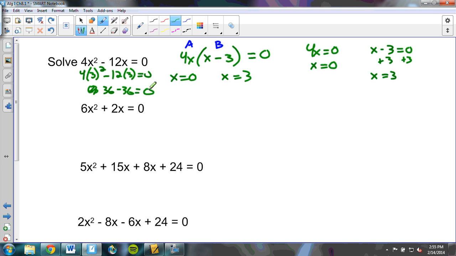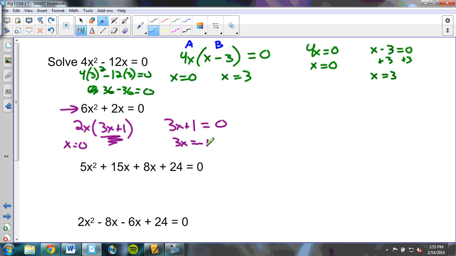Do another one. Factor out a 2x, and I'm left with 3x plus 1. Well, obviously for this, one of my solutions is 0. You can kind of see that in the original problem. If x is 0, the whole thing becomes 0. For my other solution, I'm going to take 3x plus 1. I take whatever's inside this bubble, set it equal to 0, and solve. I subtracted 1 and divided by 3. There's my other solution. x is 0, or x is -1/3.